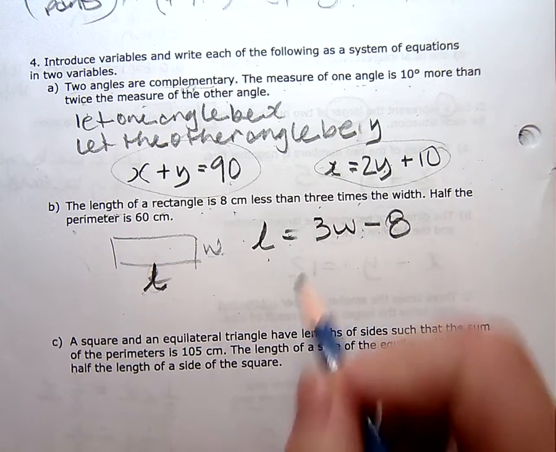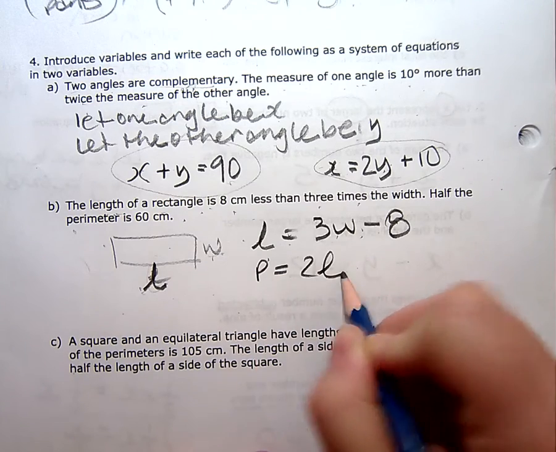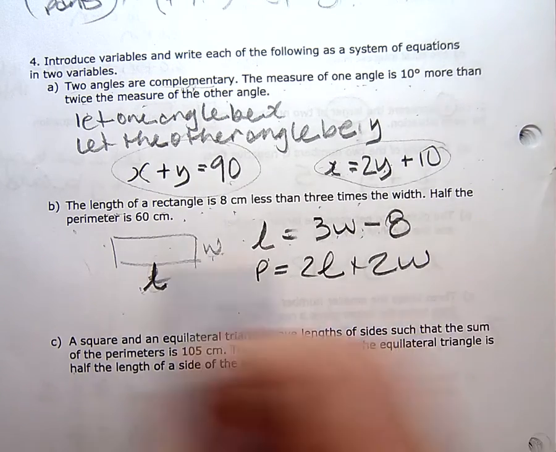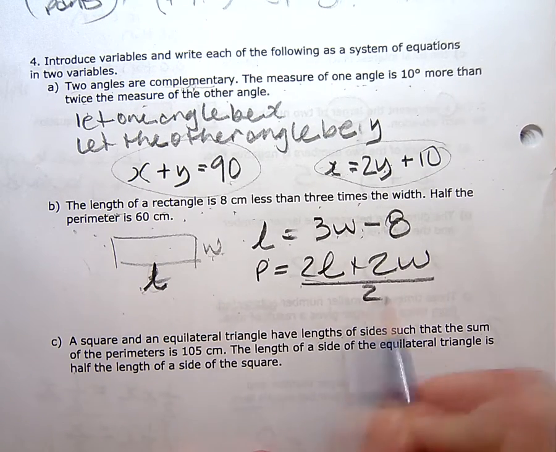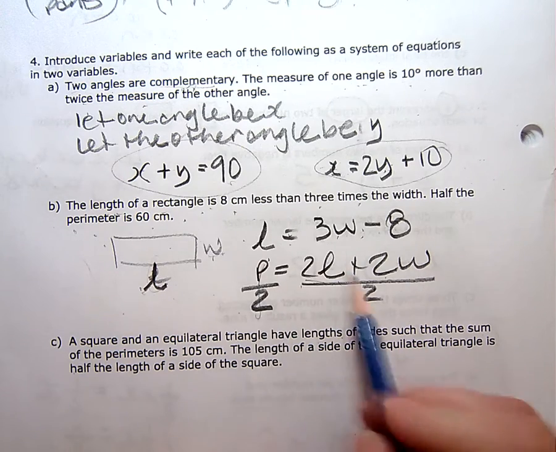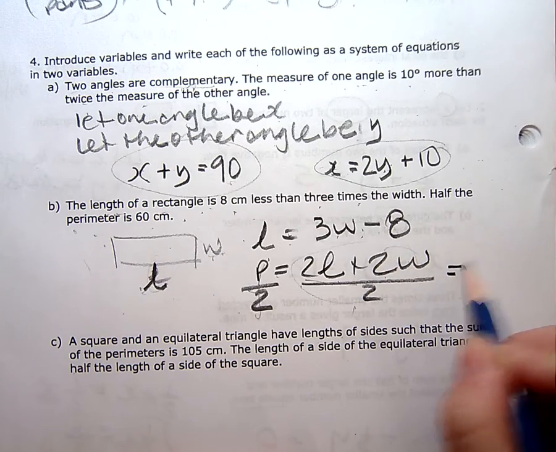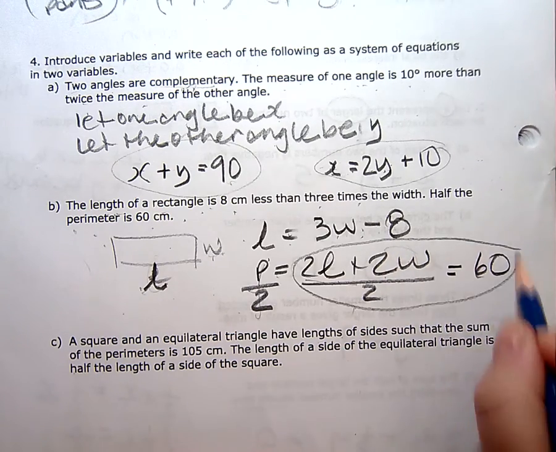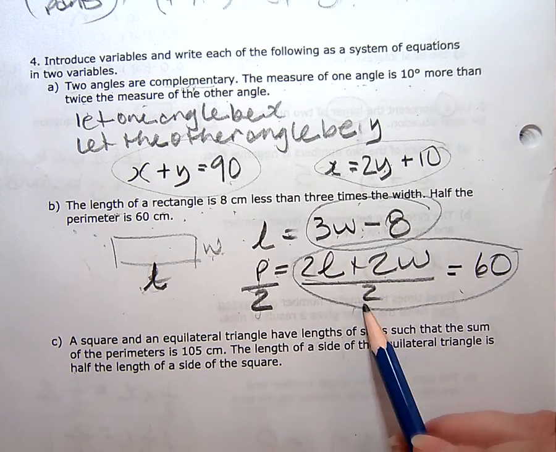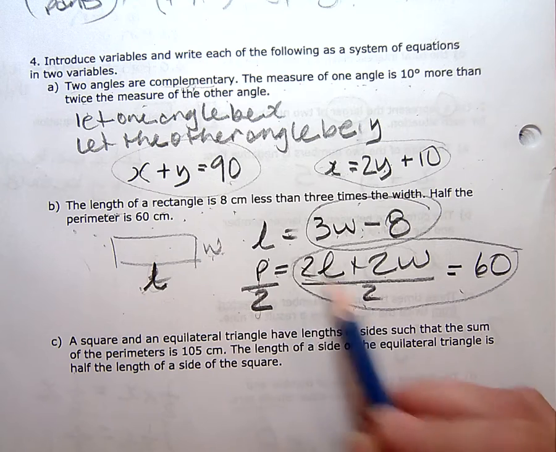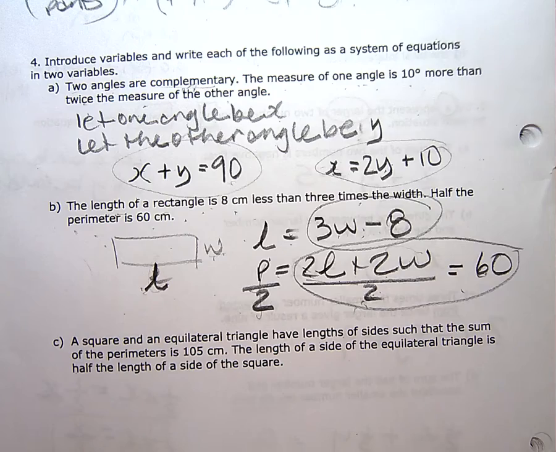And we know perimeter is all the way around, so perimeter is 2 lengths plus 2 widths. It says here that half the perimeter is equal to 60. If I cut this in half, I have to cut that in half, otherwise they're not equal. There's equation 1, and there's the other equation. Now remember, you can reduce your fraction, so this is really L plus W equals 60, because 2 goes into both of those. Okay, last one for this video.